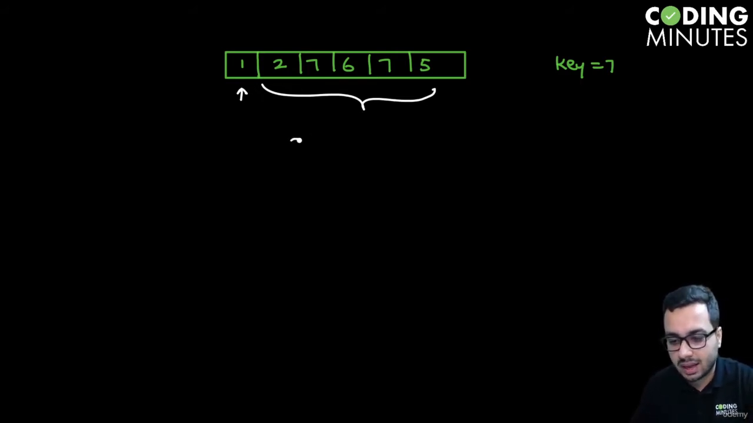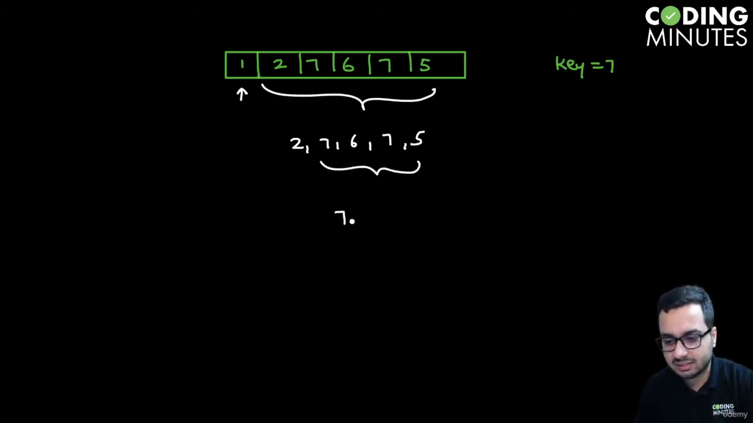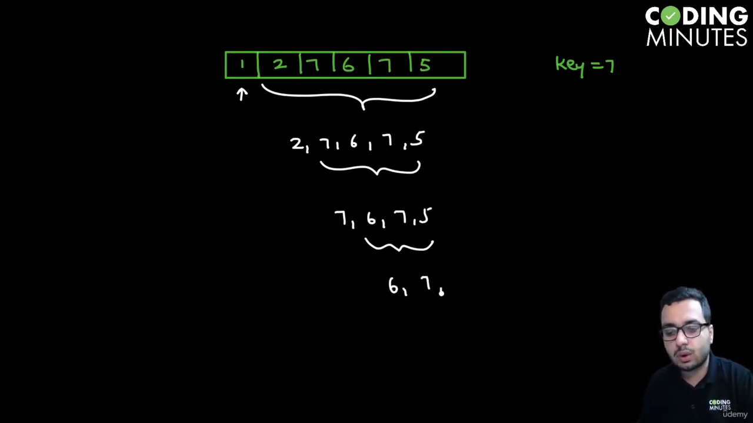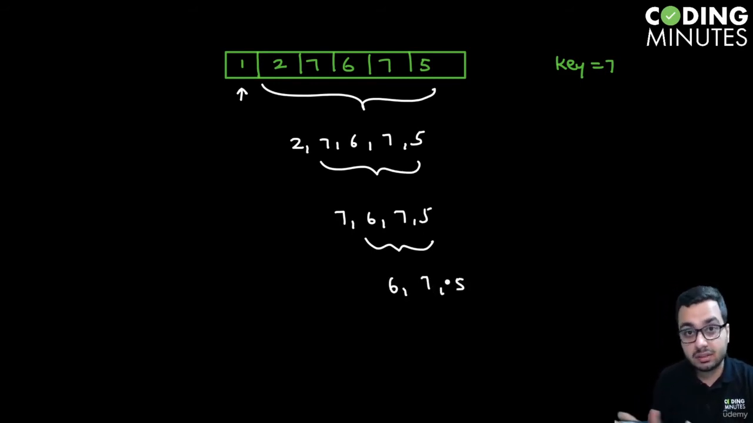Okay, so I will ask, okay, 2, 7, 6, 7, 5, do you have a 7? It will further make a call on the sub problem. It will say, okay, 7, 6, 7, 5, and will not check at the 0th index. It will make a further call on the sub problem. So we are first going towards the end of the array, and then we will start building our result.